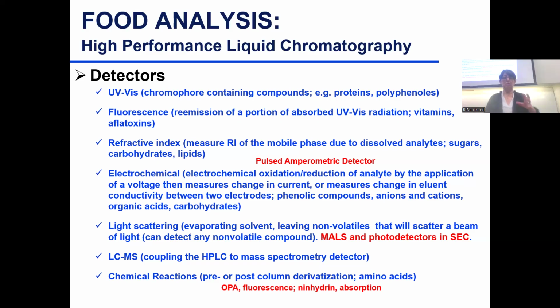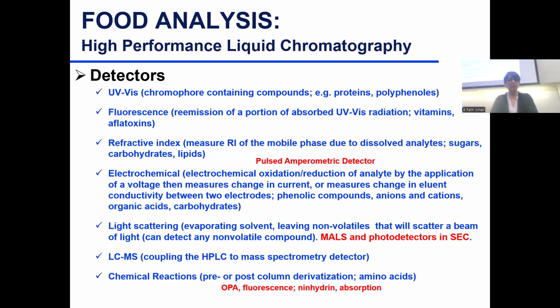Or sometimes, when charged components are in the eluent, you can measure conductivity because the ions will change conductivity. So in either case, whether we're looking at oxidation, reduction, and change in current, or change in conductivity, this can be done with electrochemical detector, known most commonly as pulsed amperometric detector. And it's mostly used for compounds that can be oxidized or reduced or carry charge, that kind of thing.